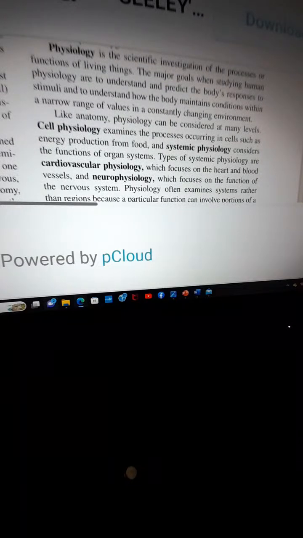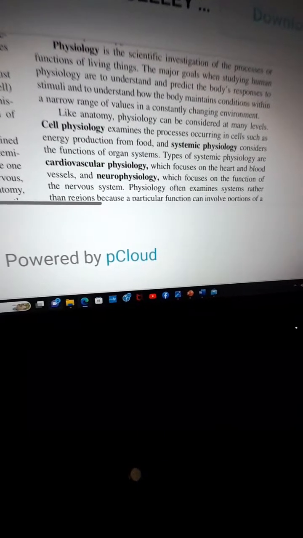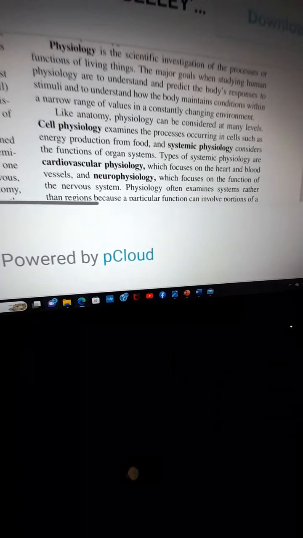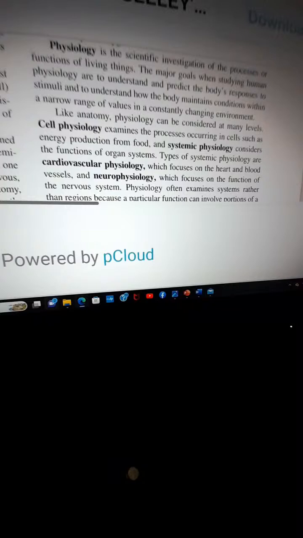Physiology is the scientific investigation of the processes or functions of living things. What is physiology? Physiology is the scientific investigation of the processes or functions of living things. The major goals when studying human physiology are to understand and predict the body's responses to stimuli and to understand how the body maintains conditions within a narrow range of values in a constantly changing environment.